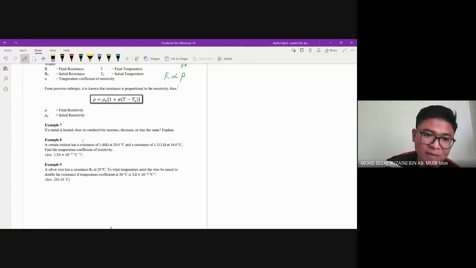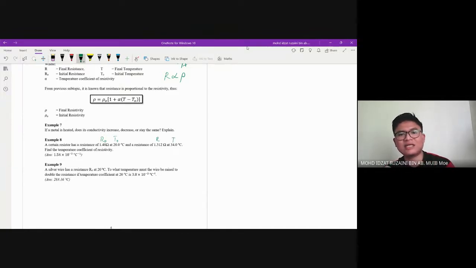Okay, nombor 7. Nombor 8: a certain resistor has a resistance of 1.48 ohm at 20 degrees Celsius, and a resistance of 1.512 ohm at 35 degrees Celsius. Find the temperature coefficient of resistivity. Dia minta alpha sebenarnya. Okay, so kamu ada ini ialah R0, ini ialah T0, ini ialah R, ini ialah T. Kamu hanya gantikan dalam equation atas ini and then you can get the answer.